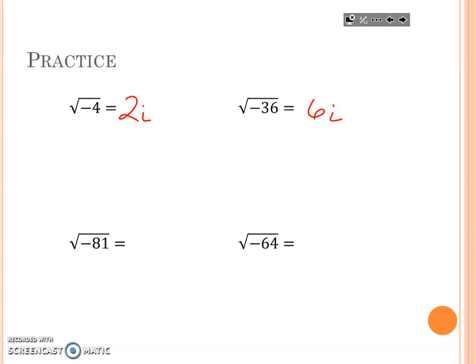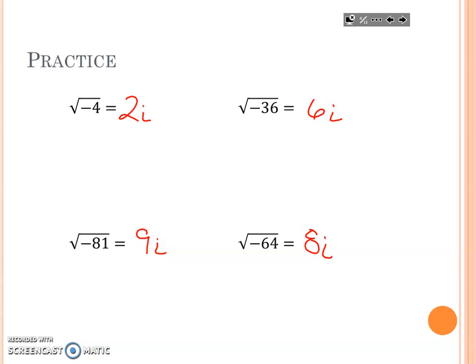Well, I know that there's a negative underneath, so there's going to be an i at the back end of it, and the square root of 81 is 9. Square root of -64, negative underneath, I'm going to have an i. Square root of 64 is 8. Okay? So it's that simple to find your imaginary numbers.